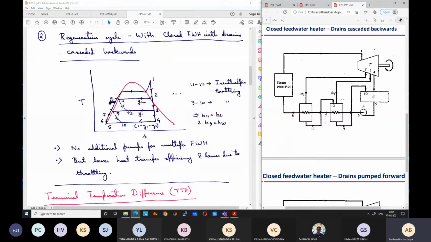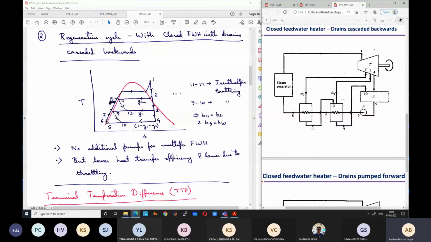So Y2 is coming from 11 to 12. And then in this section, we have Y1 plus Y2. This Y1 plus Y2 comes from 9 to 10. So 1 minus Y1 minus Y2 plus Y1 plus Y2 gets mixed together, and it is 1 from 10 to 5. It is the full mass flow rate. Good answer.